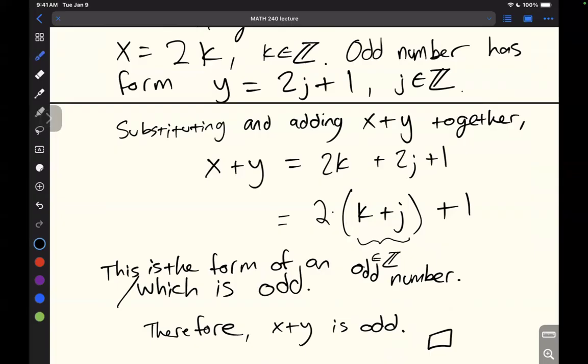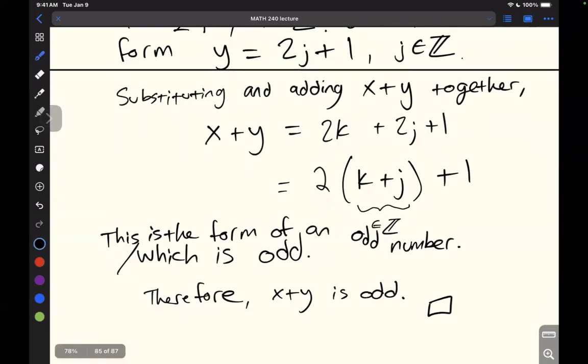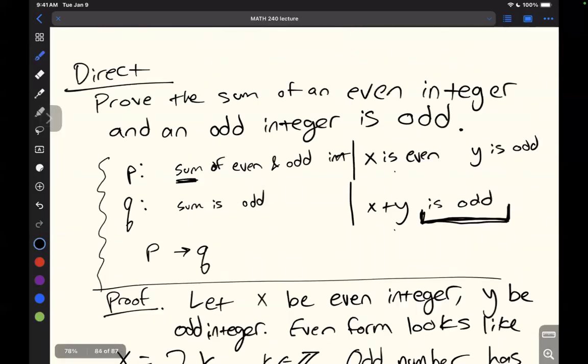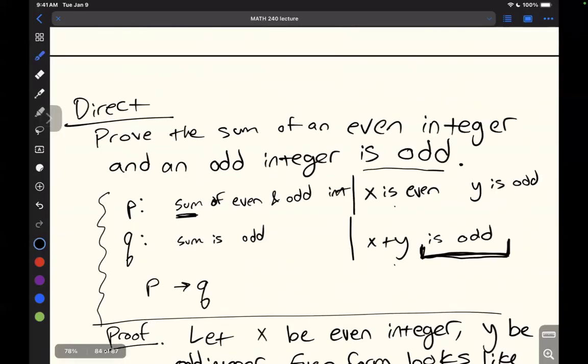Then we can factor a 2 out from there. And we know that the integers are closed under addition, so that's got to be an integer. And then this looks like an odd number. Once we get that, we were trying to prove that it is odd, so that's our conclusion. We've reached the form of an odd number, therefore we're done.